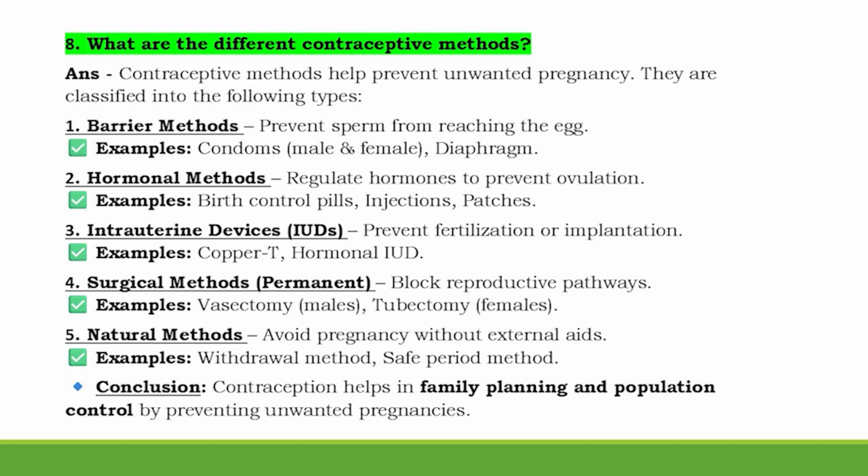3. Intrauterine devices, IUDs, prevent fertilization or implantation. Examples: copper T, hormonal IUD. 4. Surgical methods, permanent, block reproductive pathways. Examples: vasectomy, males, tubectomy, females. 5. Natural methods, avoid pregnancy without external aids. Examples: withdrawal method, safe period method. Conclusion. Contraception helps in family planning and population control by preventing unwanted pregnancies.